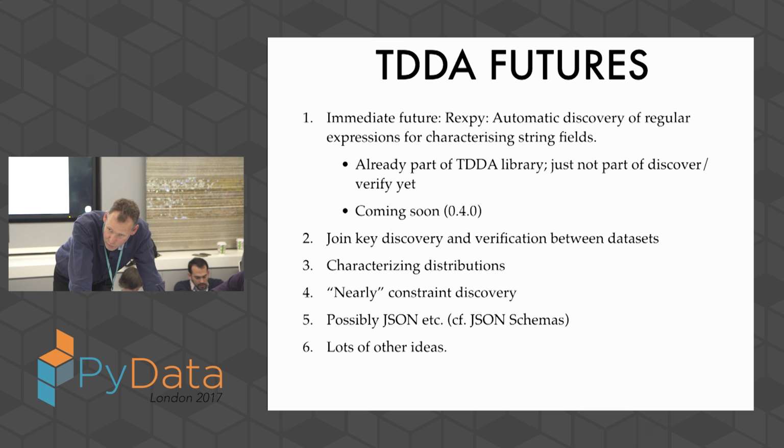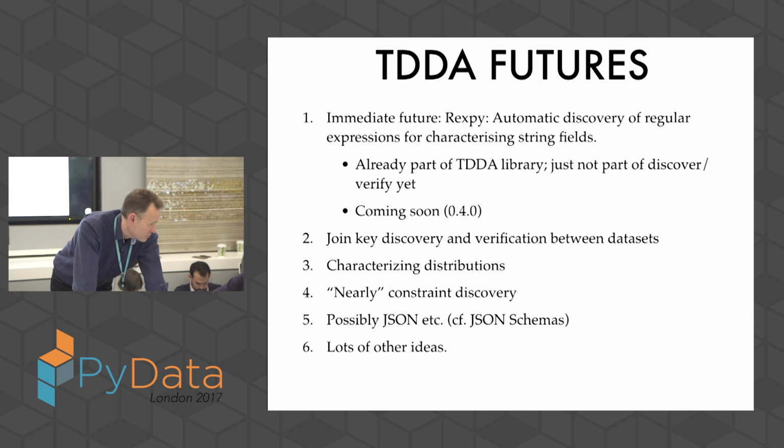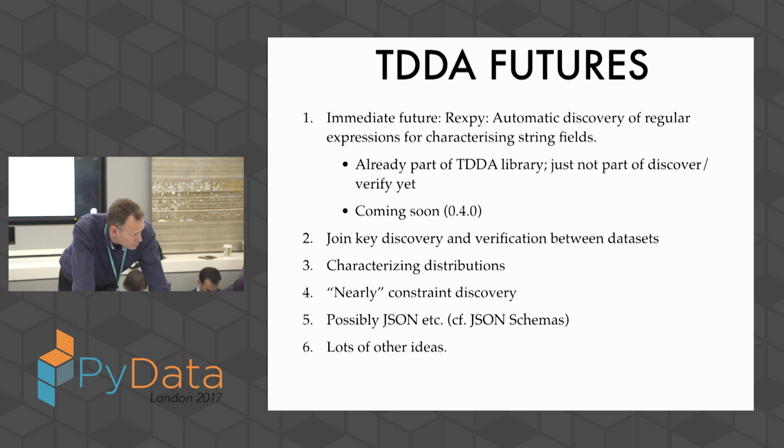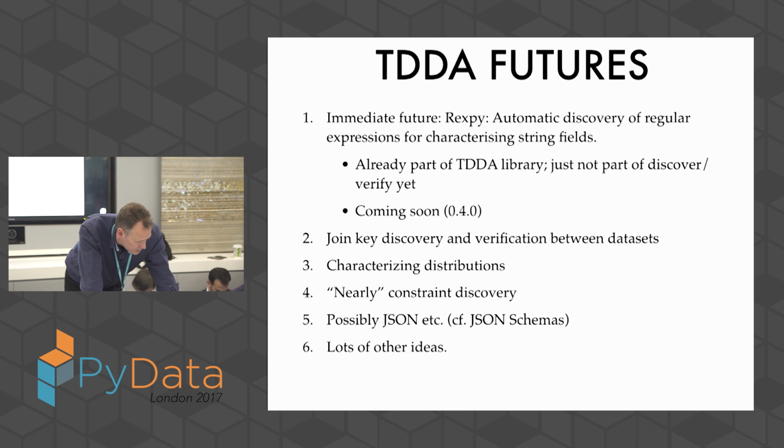Nearly constraint discovery. One of the limitations of constraint discovery is that it's all or nothing. If you have a single negative value, it's not going to generate a should-be-positive constraint, but it obviously would be possible to say this constraint's very, very nearly true. Maybe it's supposed to be true, and that's a thing we'll look at. There's obviously more and more JSON data in the world, so we should maybe think about that and think about JSON schemas as part of that. And there are lots of other things, including combining constraints.